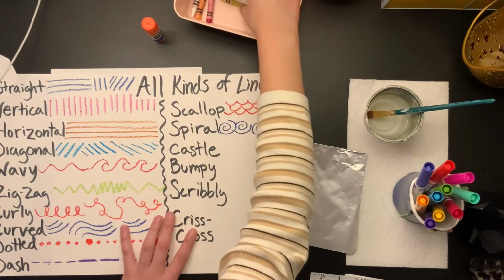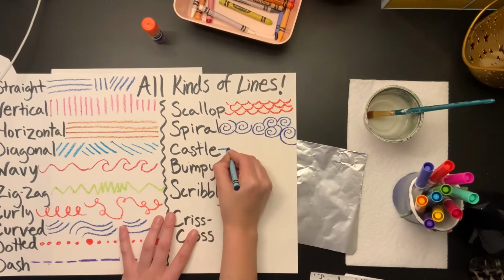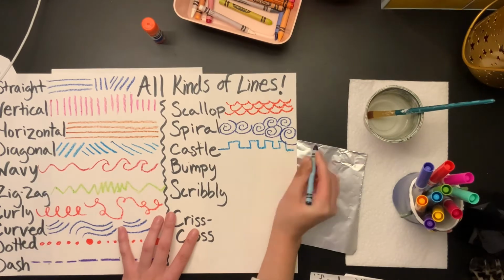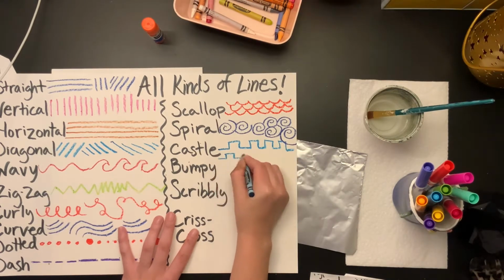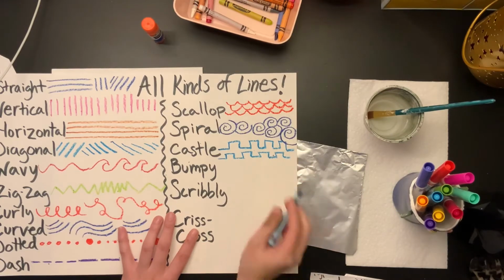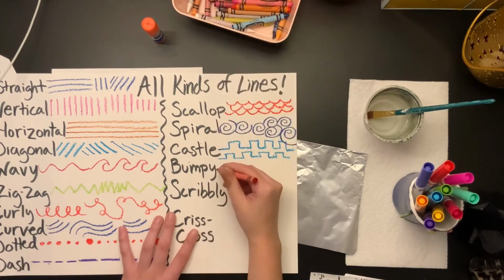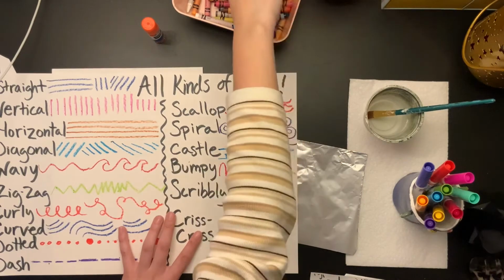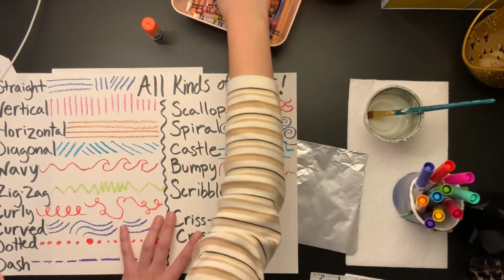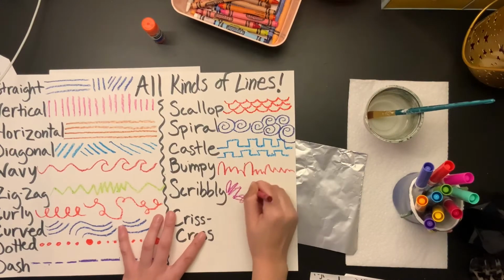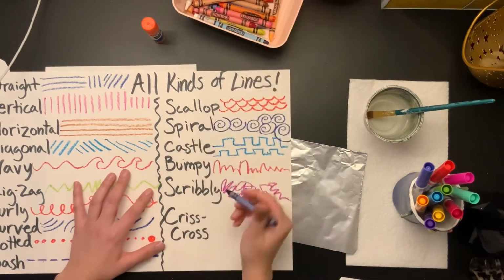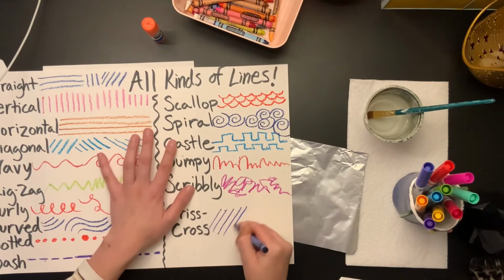Next up we have castle lines. They go side up, side down, side up, side down. Similar to types of lines that you'd find on the top of a castle. Next we have bumpy lines. And think about like if you're in a car ride, pretty bumpy. Next we have scribbly lines. Nice controlled scribble, not going too crazy, just a little crazy.